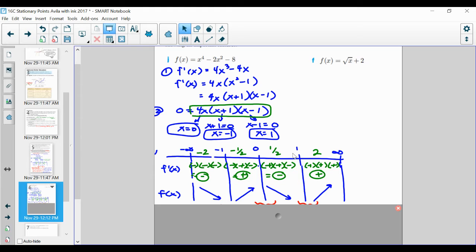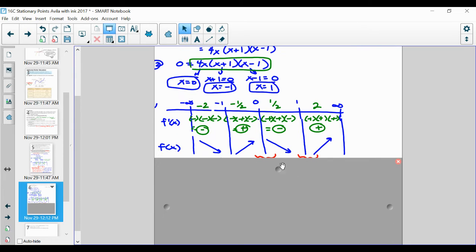If I pick a number between 0 and 1, like 1/2, I get positive, positive, and negative. Multiplying those together, I get a negative derivative, and negative derivative indicates my function is decreasing. Last, if I choose a number larger than 1, say 2, I have a positive, positive, and positive factor. 3 positive factors make a positive derivative, and that indicates that my function is increasing.